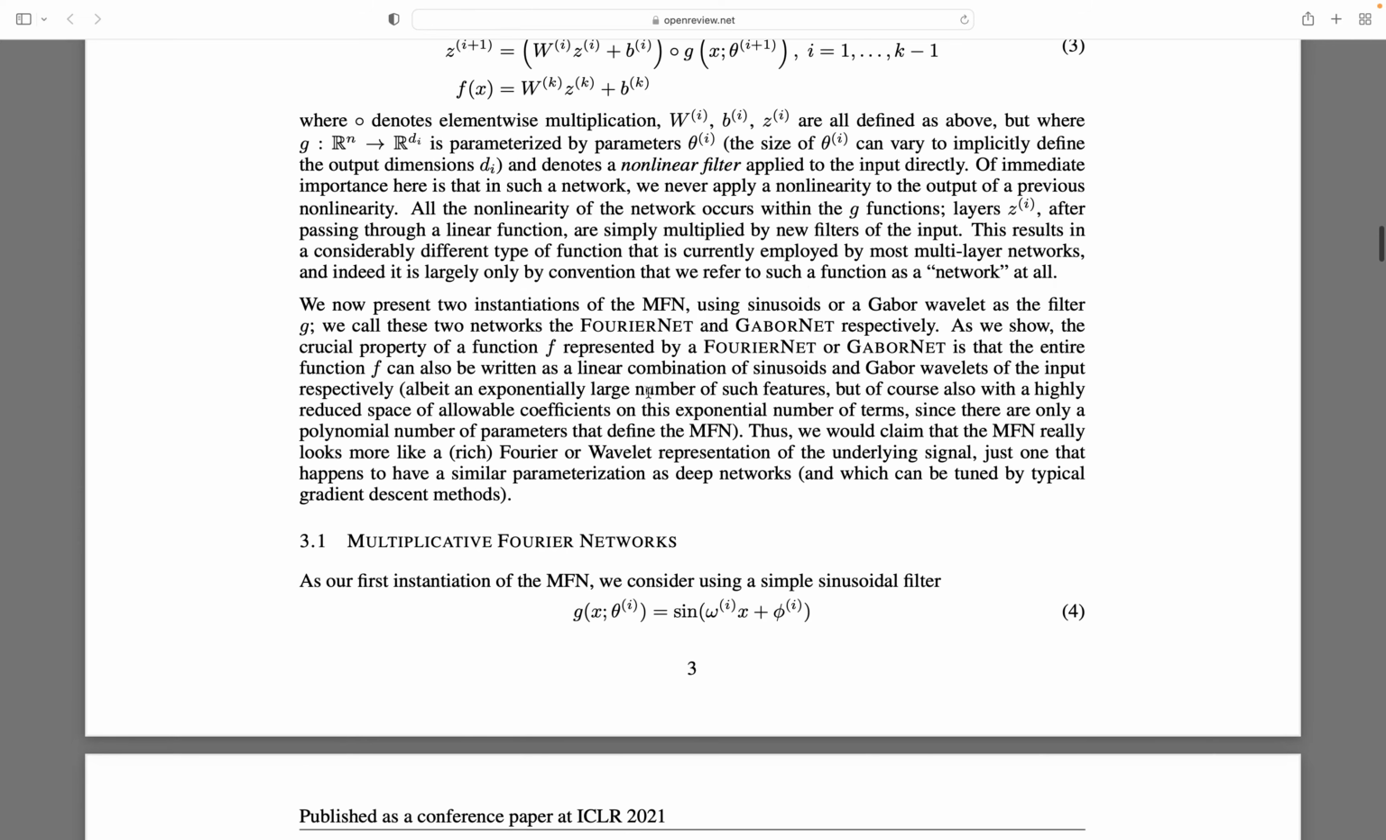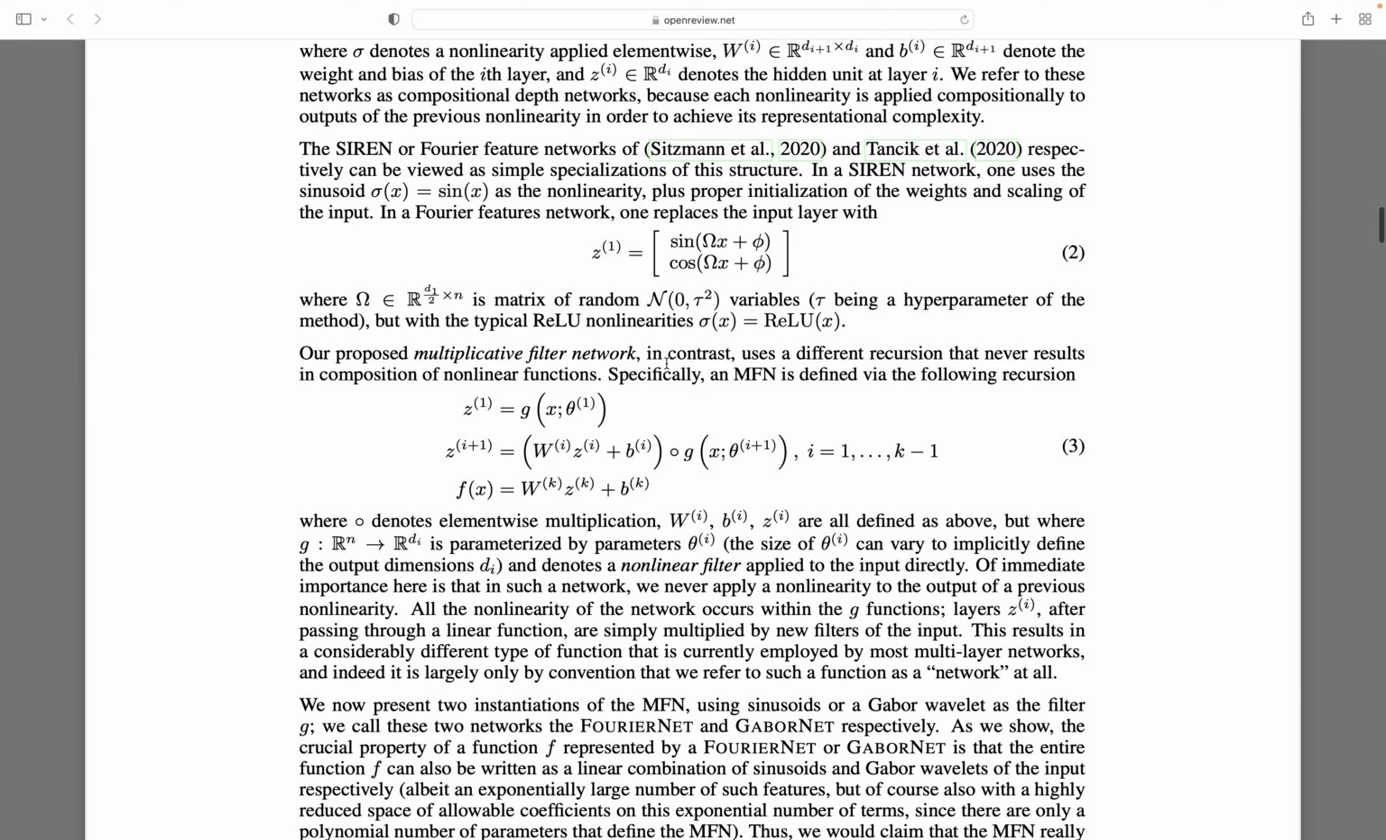And then we have the architecture that the authors of this paper proposed. Now a layer is Wz plus b, so there is no more nonlinearity, and then there is an element-wise multiplication with g of x, theta. So g is the Gabor network.